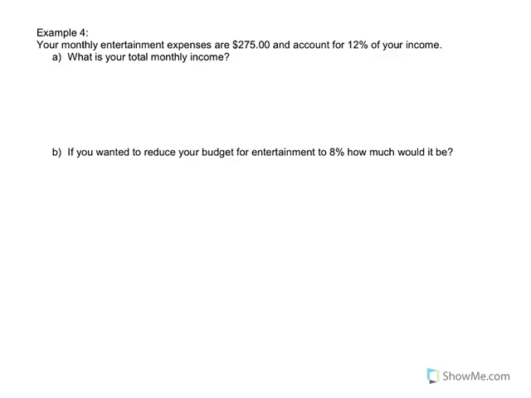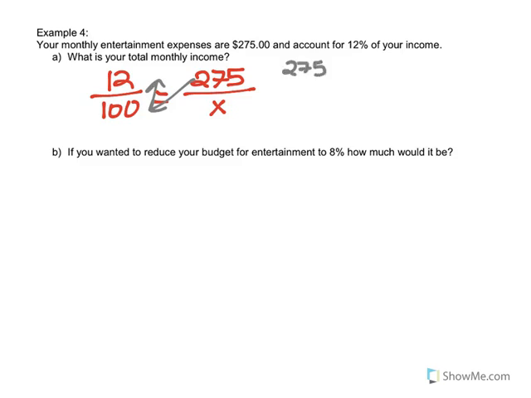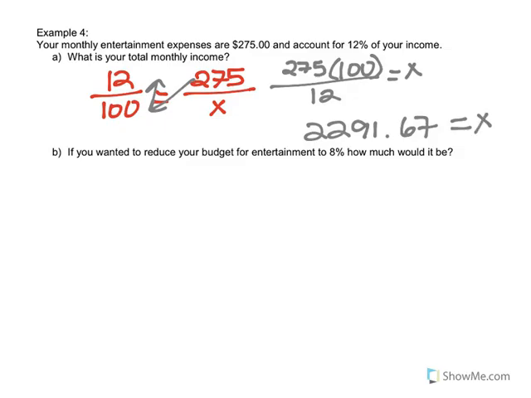Example 4. Your monthly entertainment budget is $275 and accounts for 12% of your income. What is your total monthly income? Same thing. 12 out of 100, 275 out of X. We're going to use proportional reasoning to solve this. So 275 times 100 divided by 12 equals X. Your total amount that you make is $2,291.67 per month.